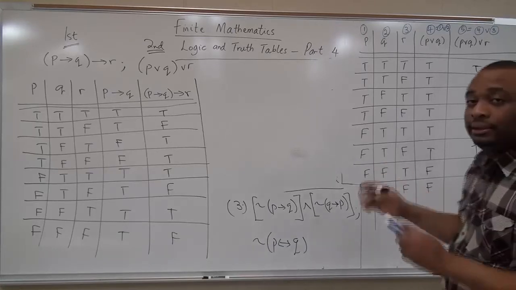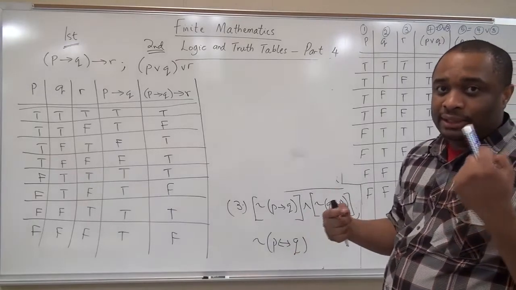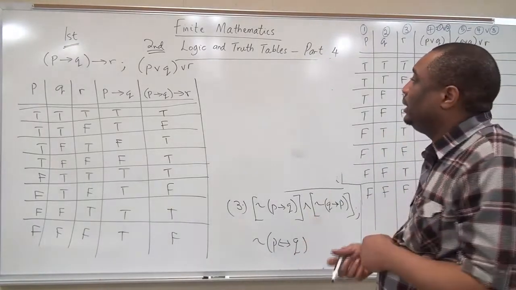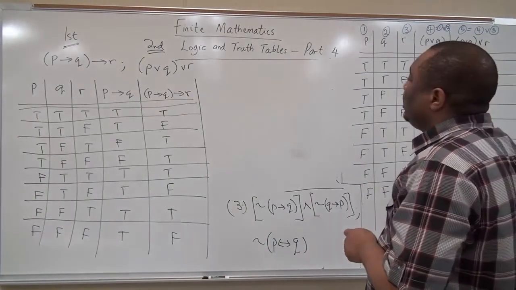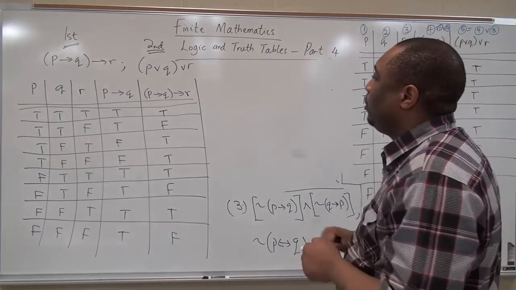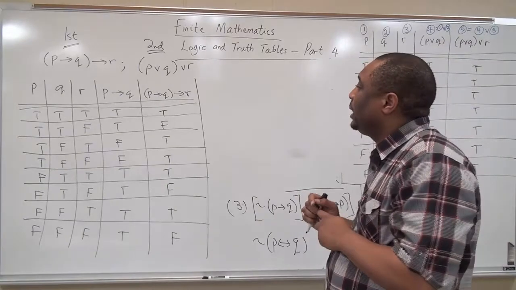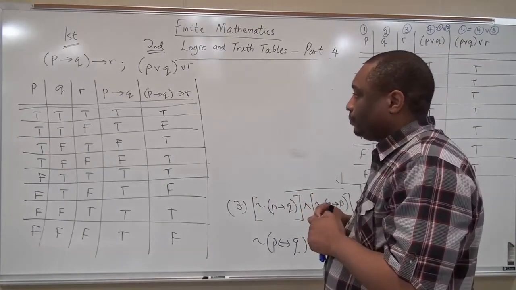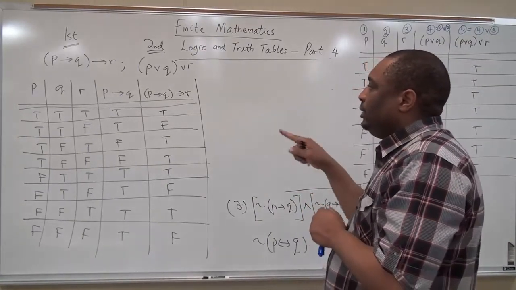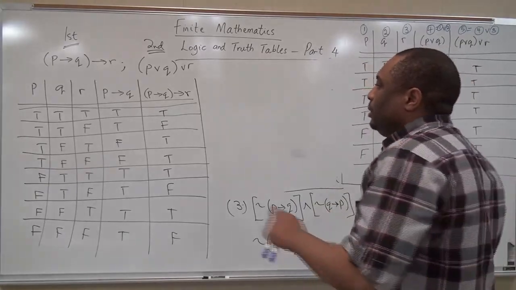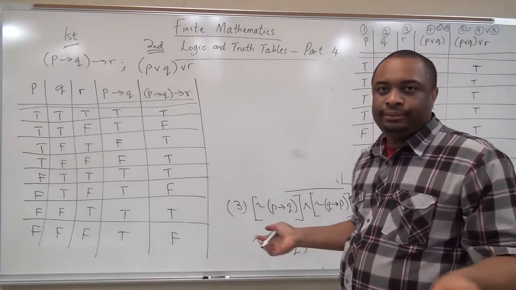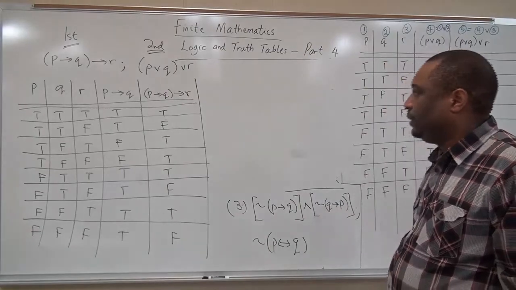Let's check them again. When you do logical equivalence, you need to double check to make sure. I know the first one is T, T, that's fine. The second one, let's make sure, let's double check. We see, no, they are not the same. So that means they are not logically equivalent. That is it, they are not logically equivalent.